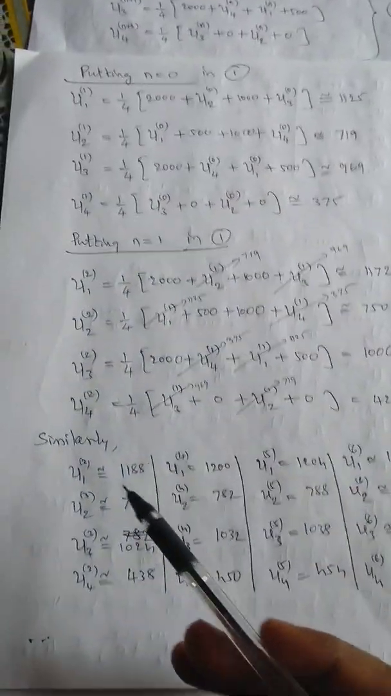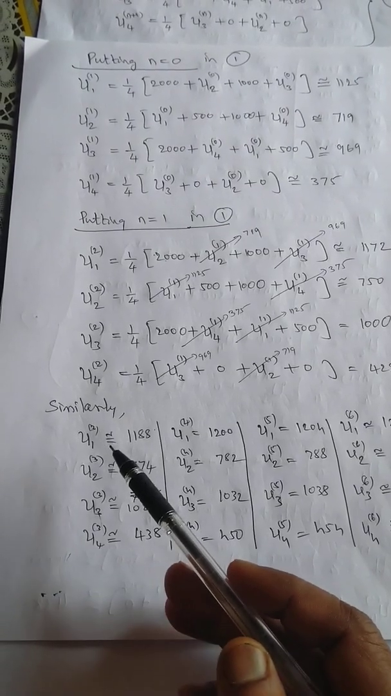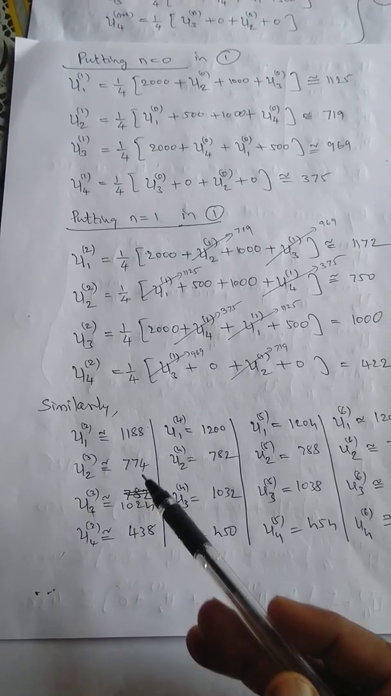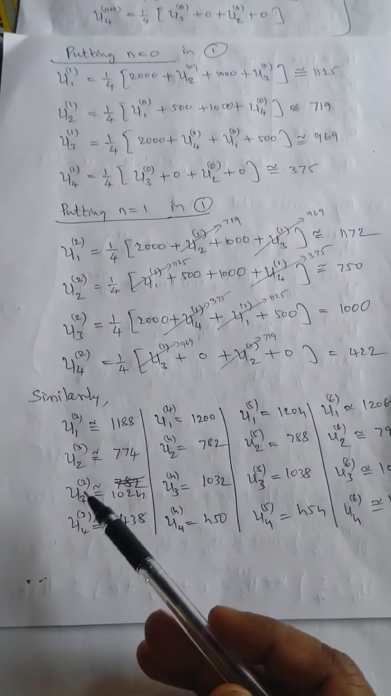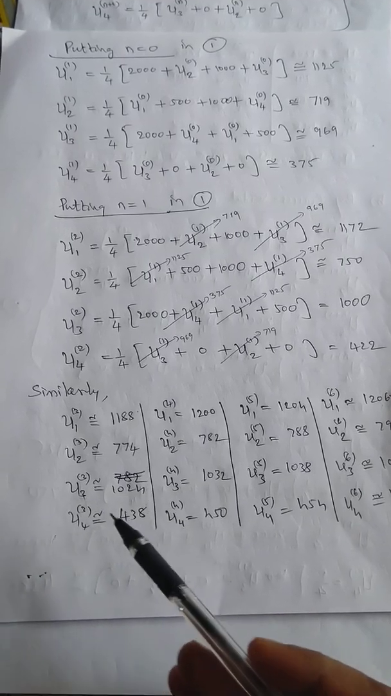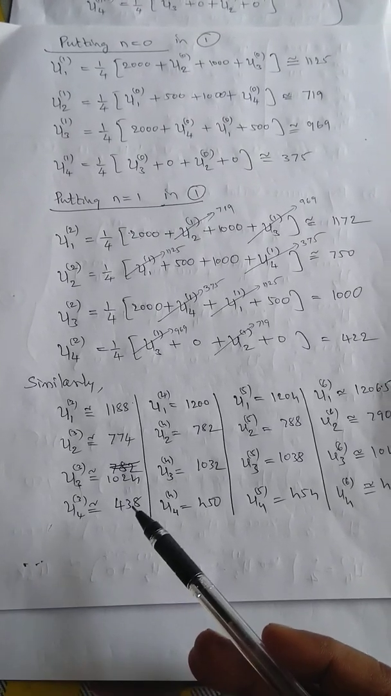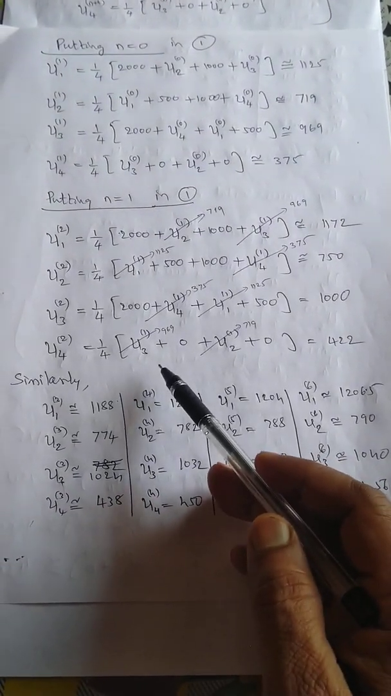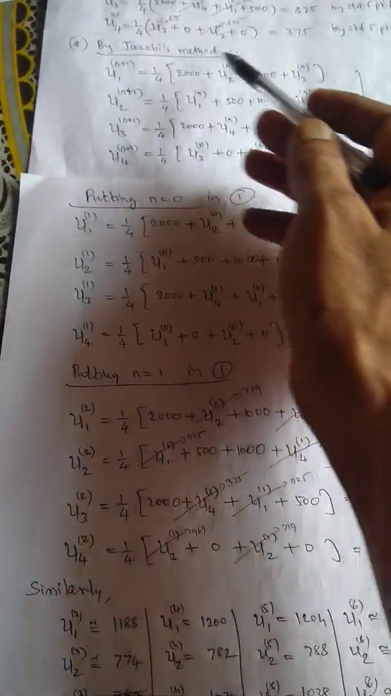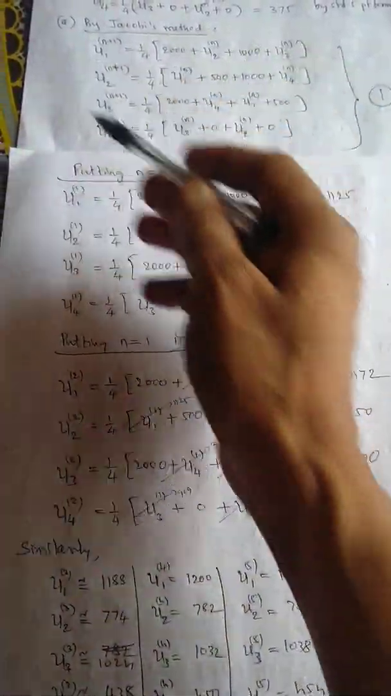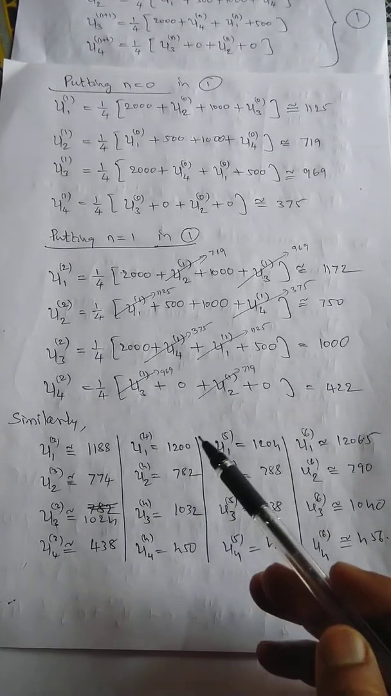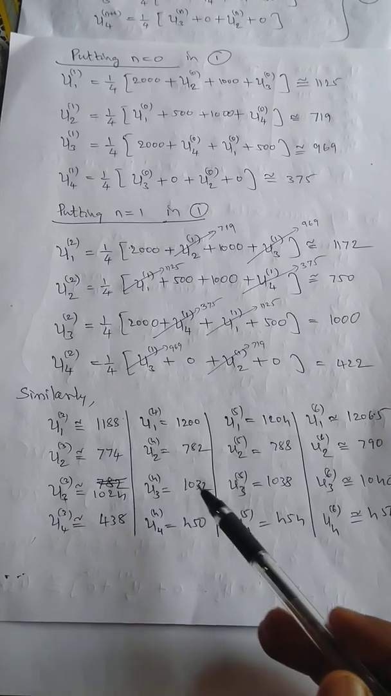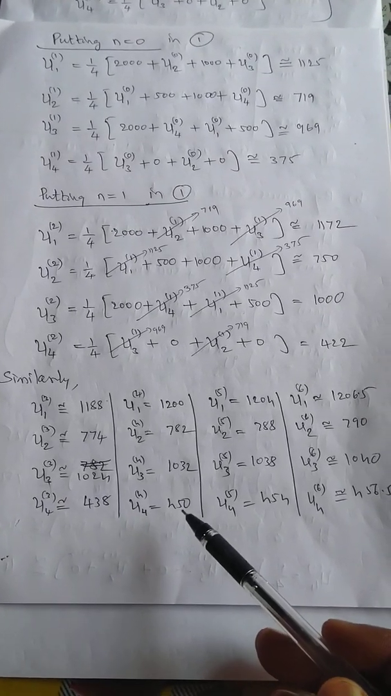substituting, simplifying, we have the third approximation of the temperature at u1 is 1188, at u2 we get 774, at u3 we get 1024, and at u4 we get 438. Similarly, putting n equal to 3 in all of this, substituting, simplifying, we have u14 1200, u24 782, u34 1032, u44 450.